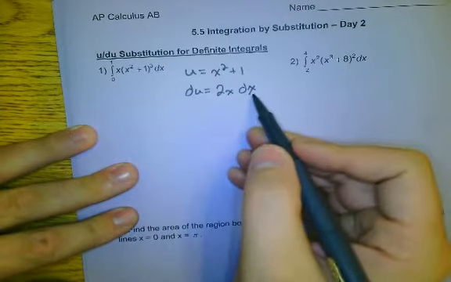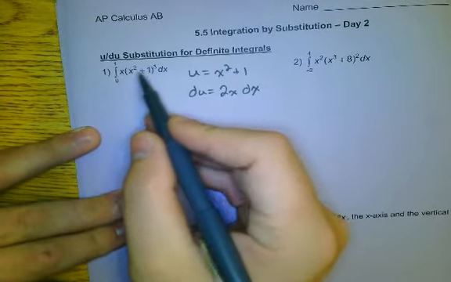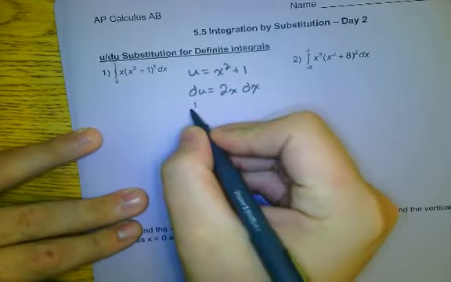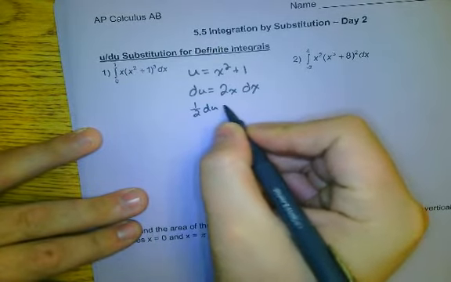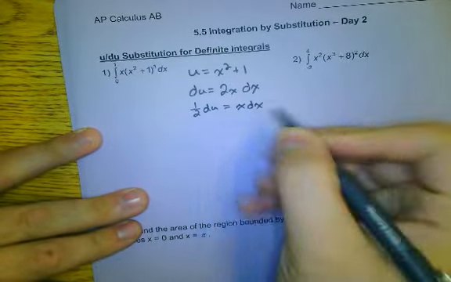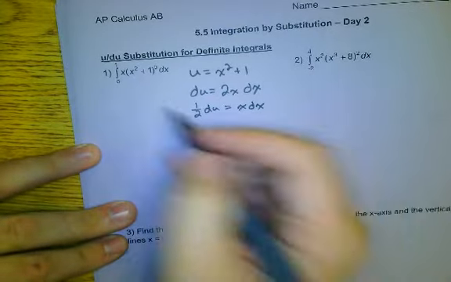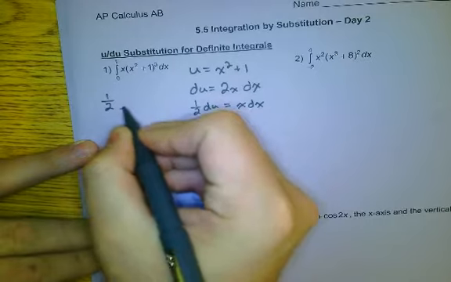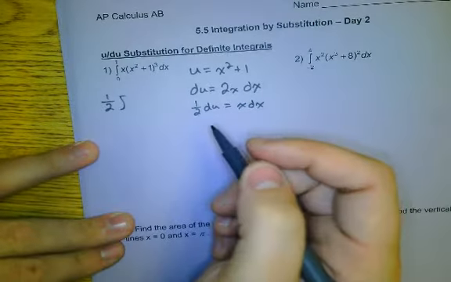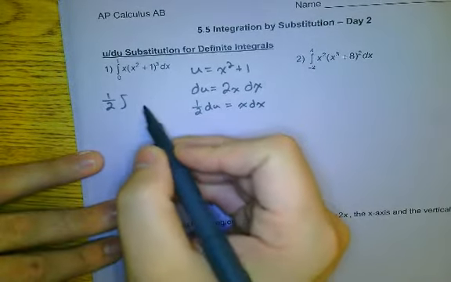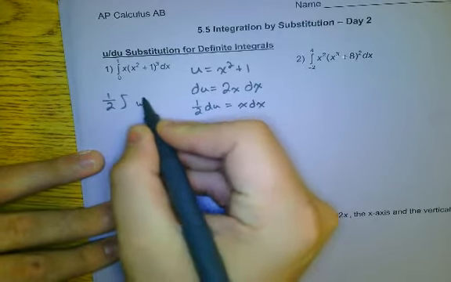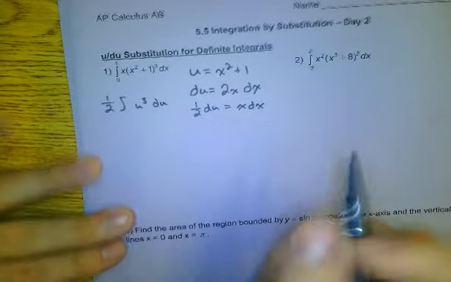Okay, but I don't see a 2x dx over here, so what can I do with that 2? So 1/2 du equals x dx. Now, I'm not going to write my bounds yet, but how can I replace this now? 1/2 integrate from, well, ignore that part, I just said I was going to ignore it. U to the third du.